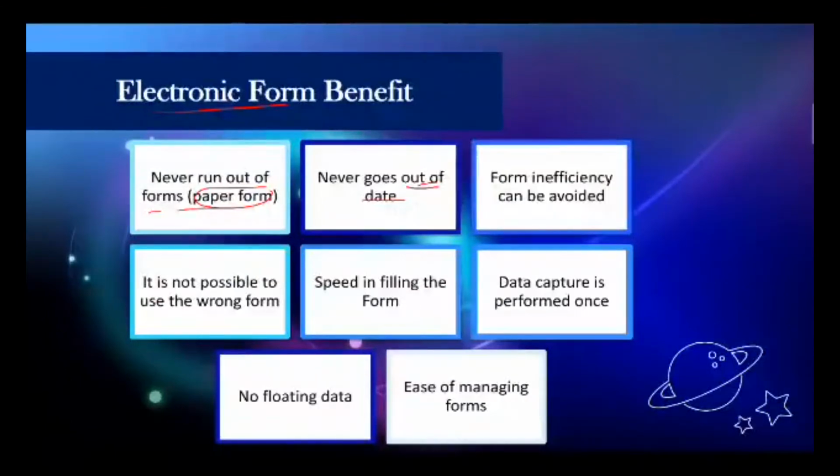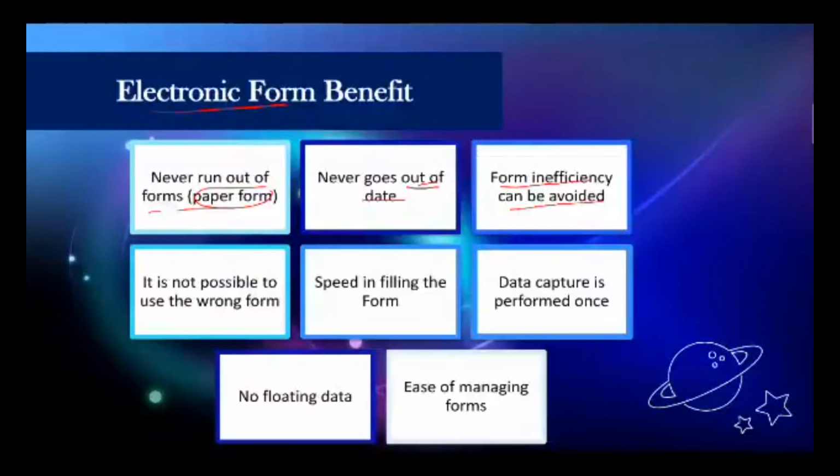And then form inefficiency can be avoided. So if we fill out a paper form, when we make a mistake, we need to change the paper to another form. Like if we want to fill dress 1, but we make a mistake, and then we have to do it again with another form. But with electronic form, we don't have to do that. We just type again the right one.